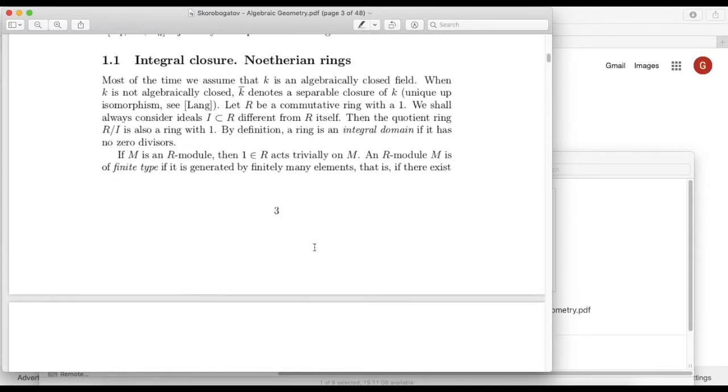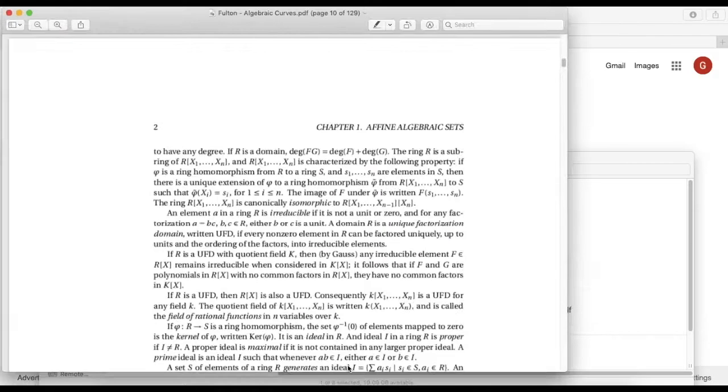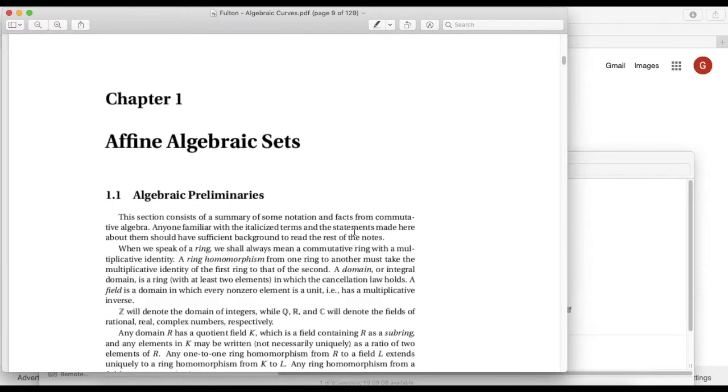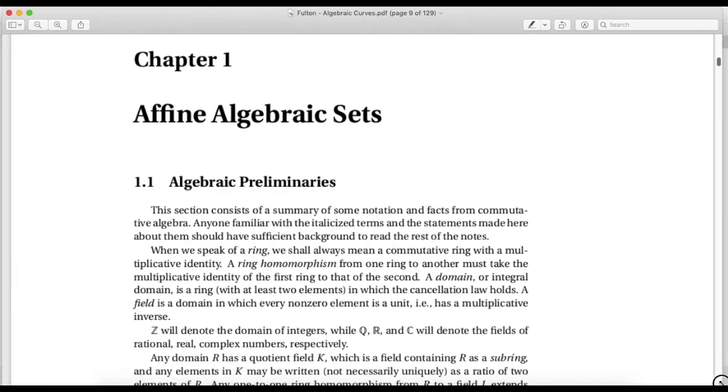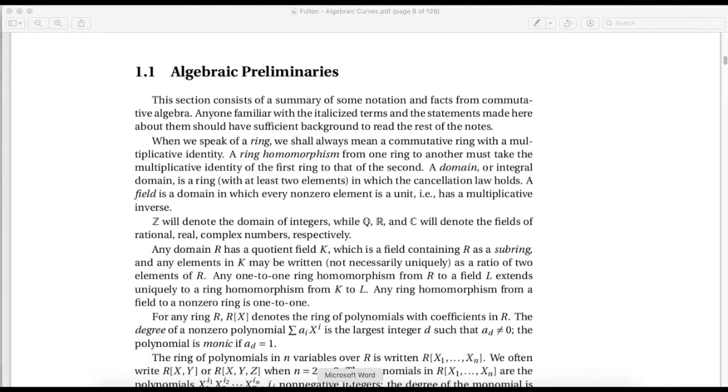Okay. Well, this one's good, but I think, as you can tell, I think I've kind of already decided. I think we'll start with Fulton because he says that it's an undergrad text and it's a good place to start. Okay, so that's it.